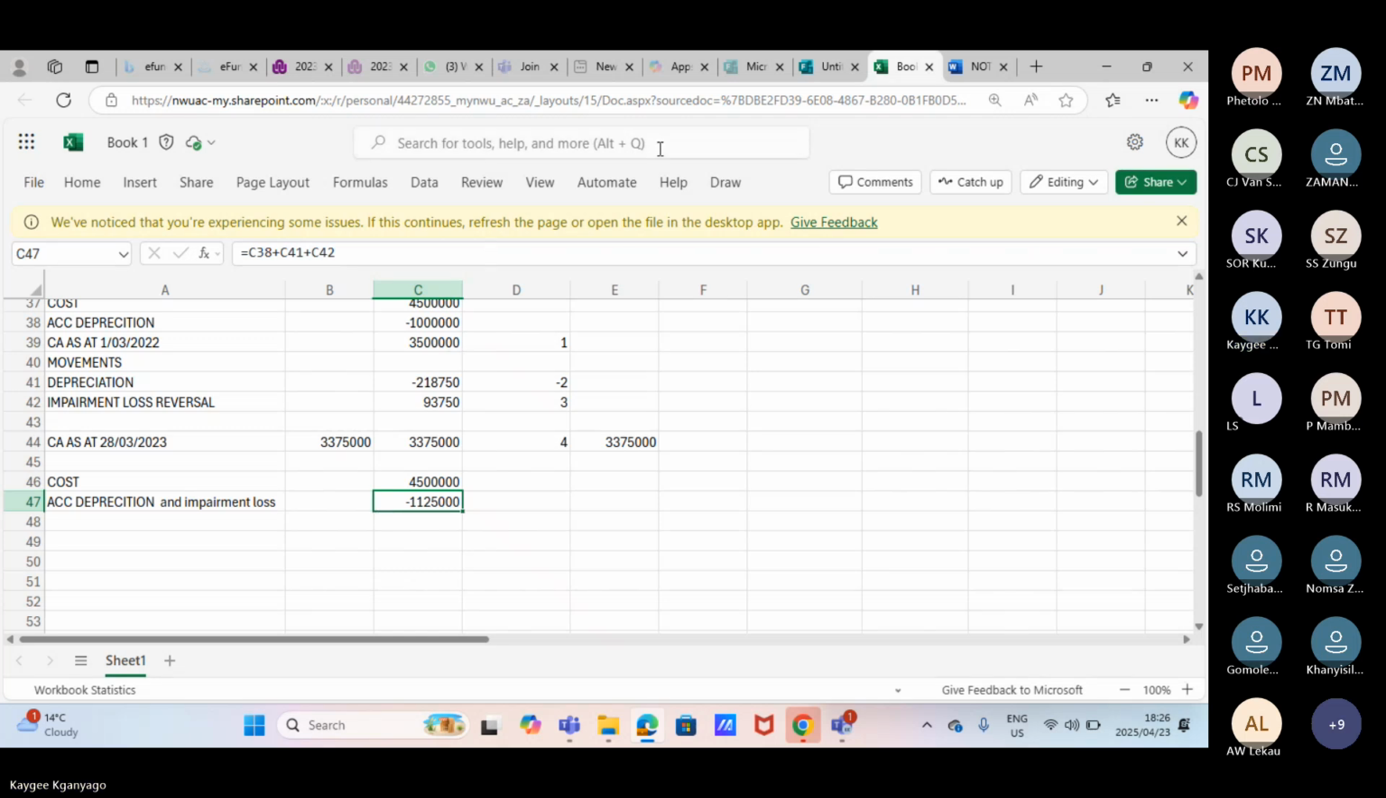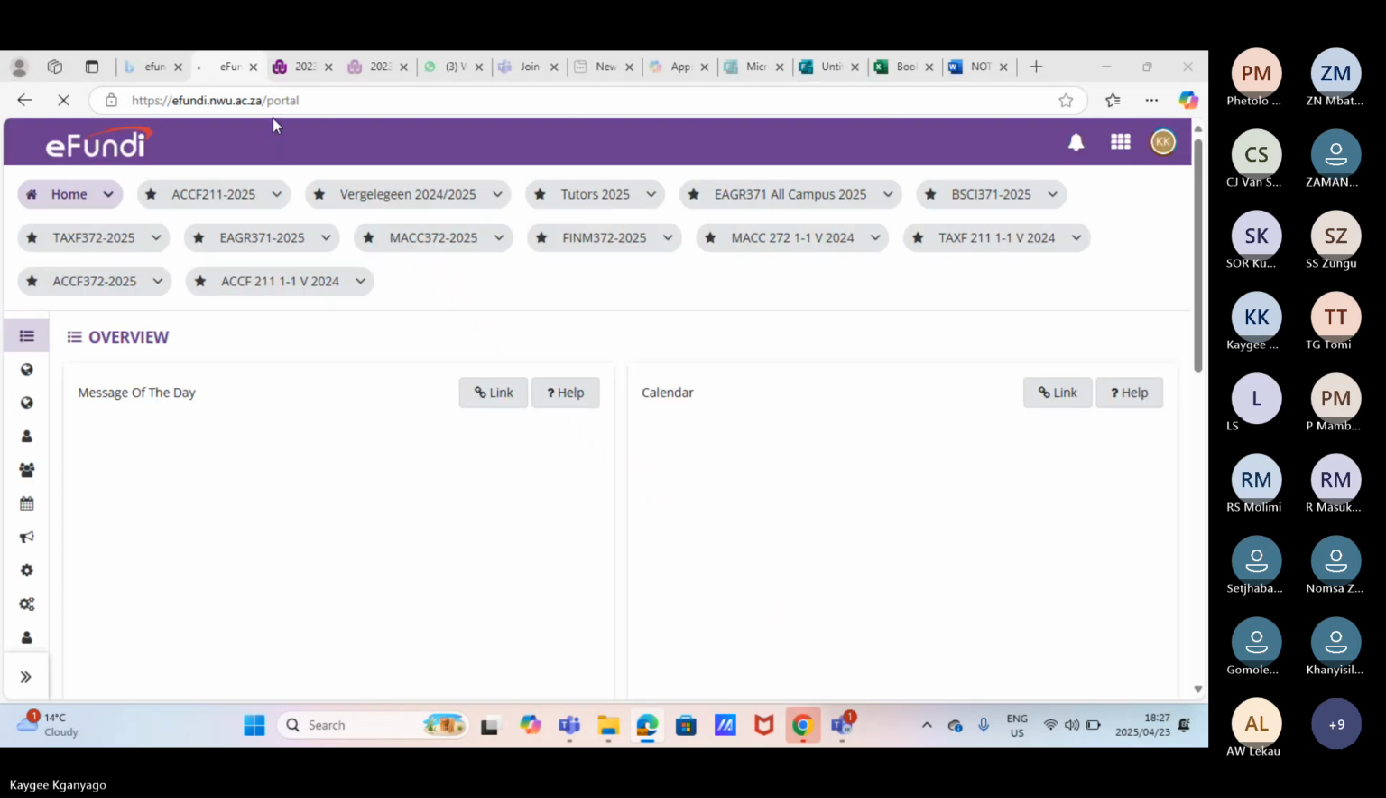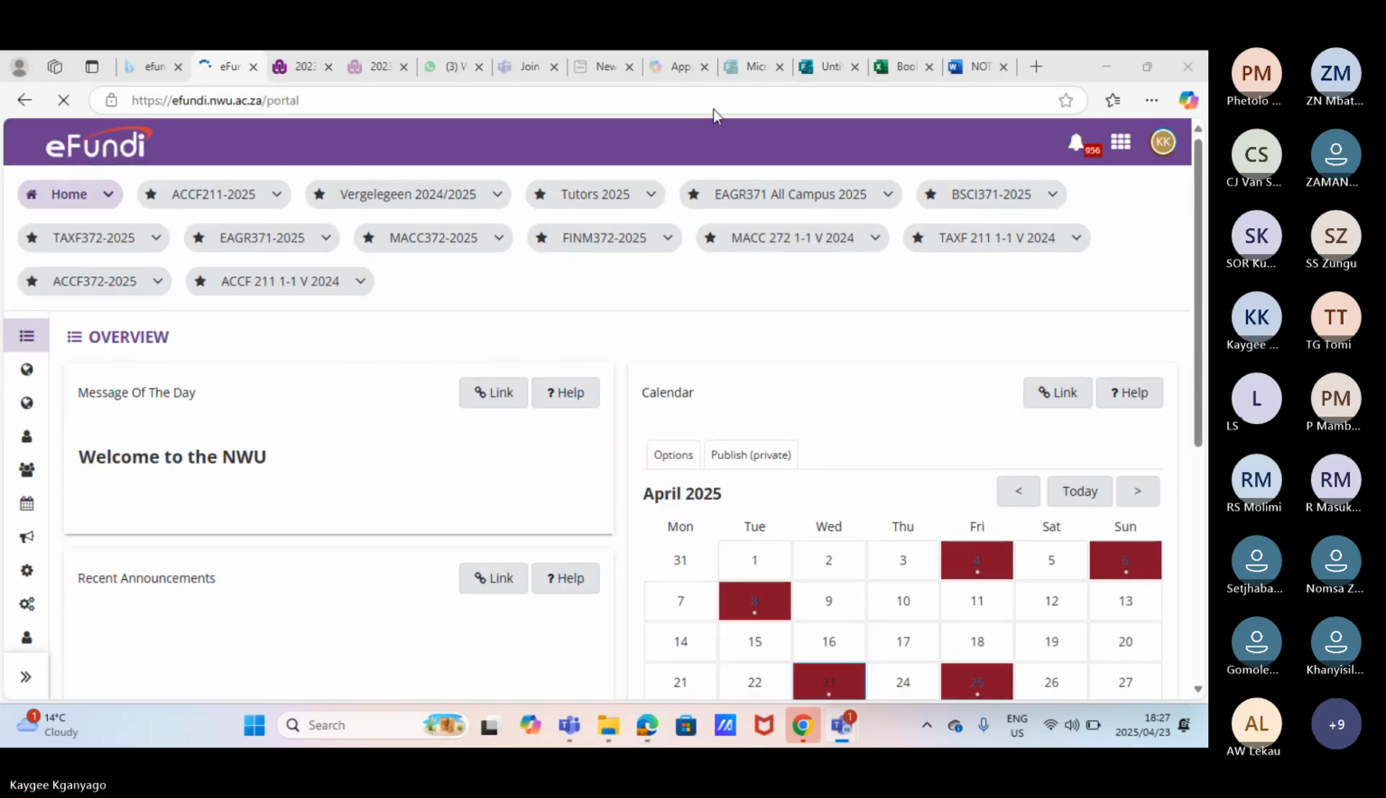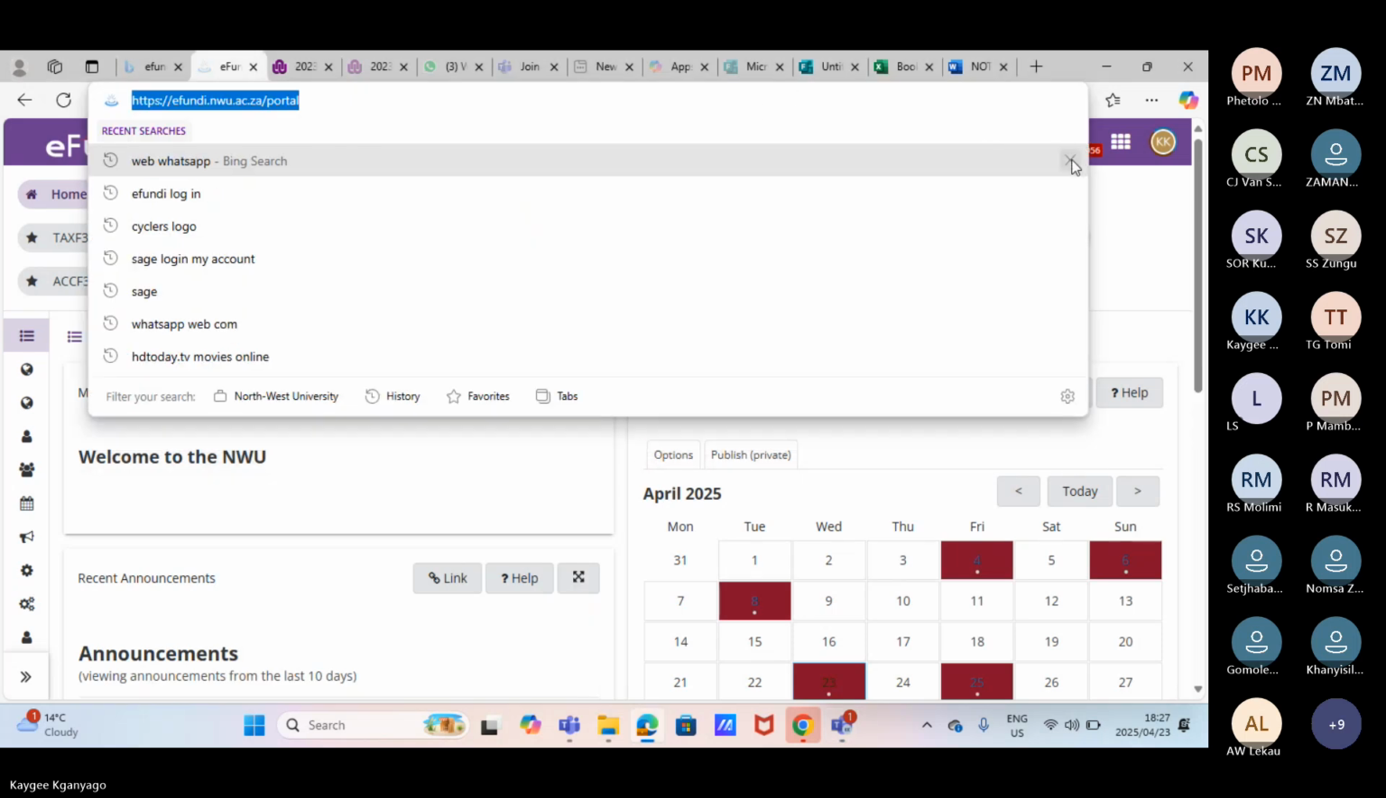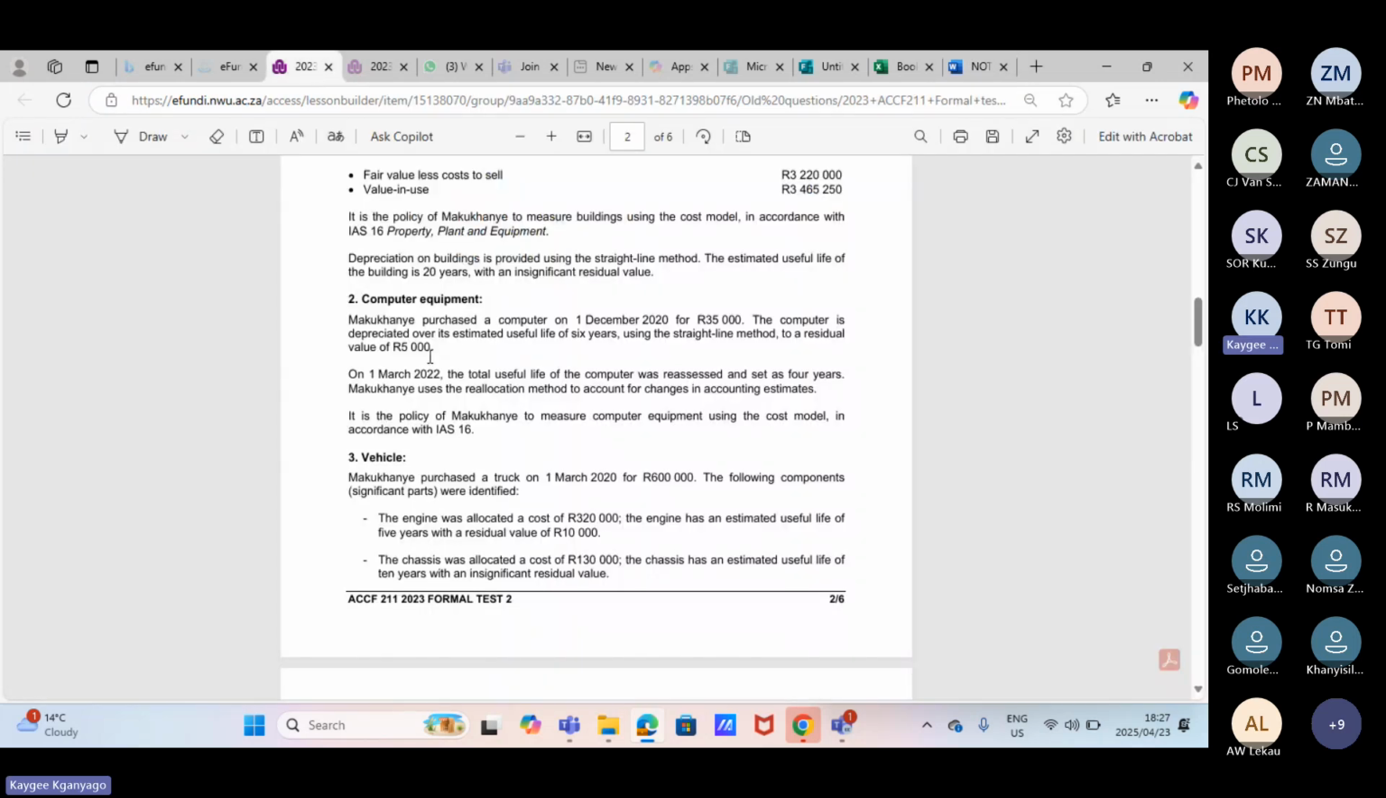Do we finish up this? Where is that asset? The computer equipment. This computer equipment, can you see? It has a useful life of 6 years, ne? They're using the straight line method with a residual value of 5,000. But on the 1st of March 2022, the total useful life of the computer was reassessed to be 4 years. It was purchased on the 1st of December 2020. We were going to depreciate this asset from the 1st of December 2020.